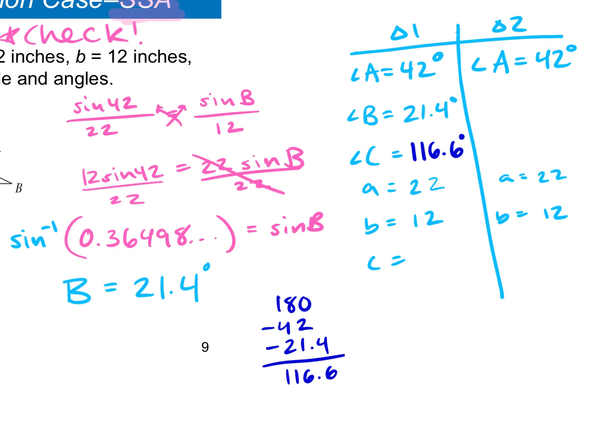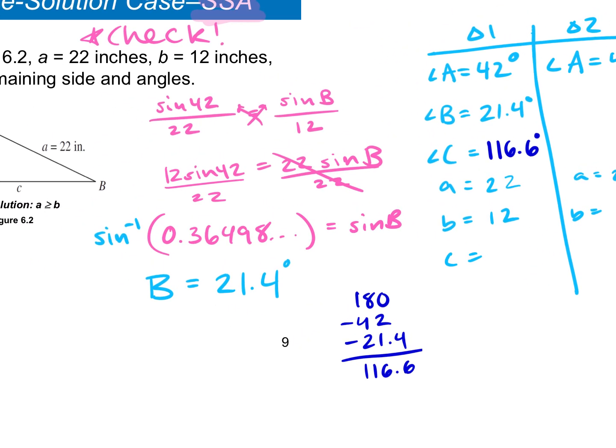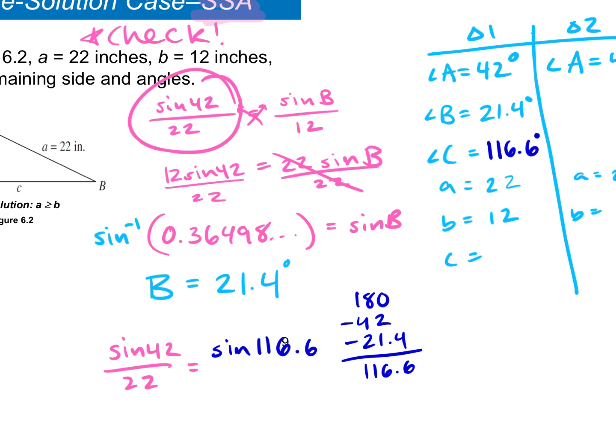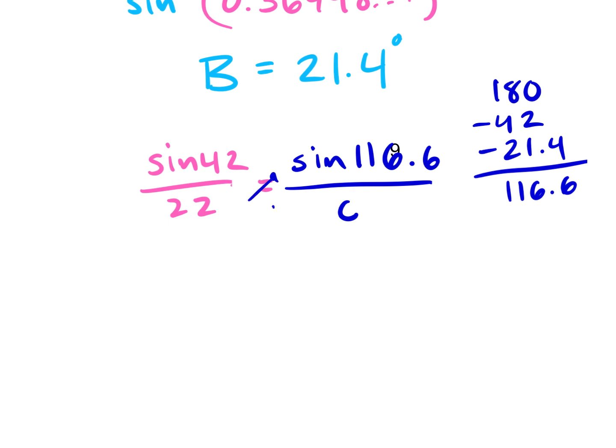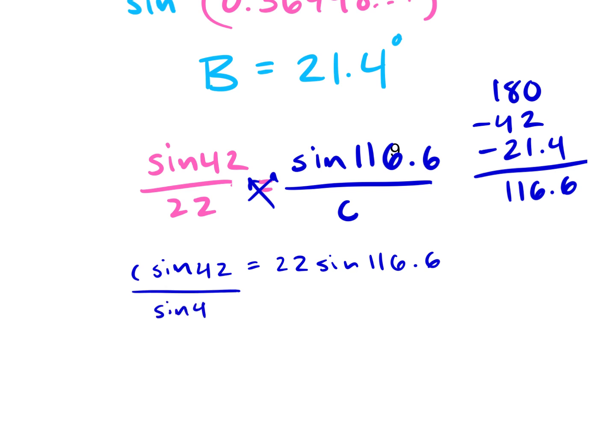How would we find side c? Set up a proportion. We're going to use the given proportion, so sine of 42 over 22, since the a's were given from the start. And then since we're finding c, we want to set it equal to sine of C, so sine of 116.6 over c. Cross multiply and divide. c times sine of 42 is equal to 22 times sine of 116.6. Divide both sides by sine of 42. Then put this in the calculator.